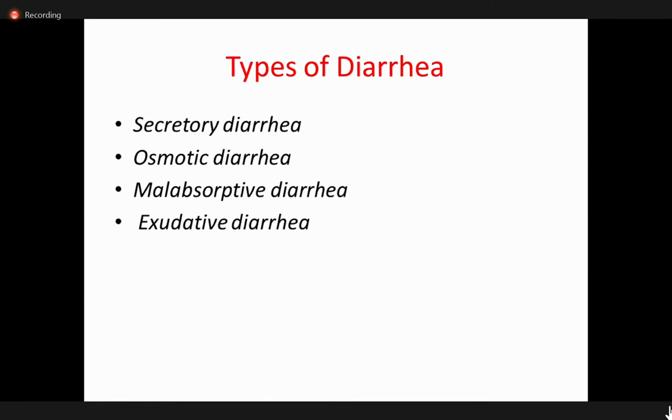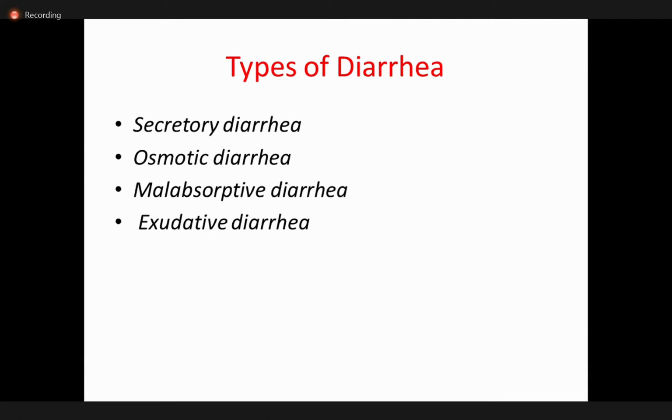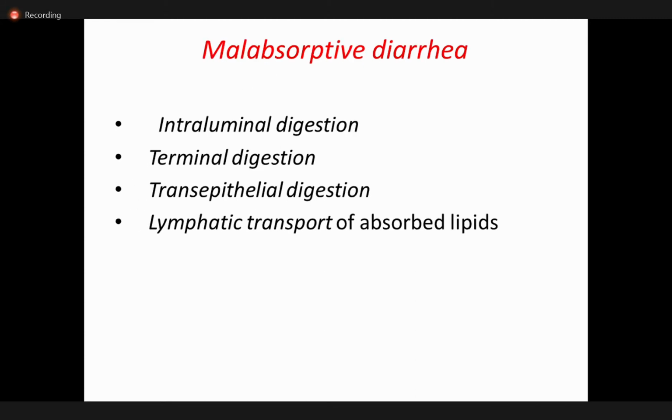The food will not be absorbed the way it has to be absorbed, or in certain pathologies like pancreatic insufficiency. So these are the ways malabsorptive diarrhea occurs. Malabsorptive diarrhea is further divided into types like intraluminal digestion, terminal digestion, transepithelial digestion, and lymphatic transport of absorbed lipids.